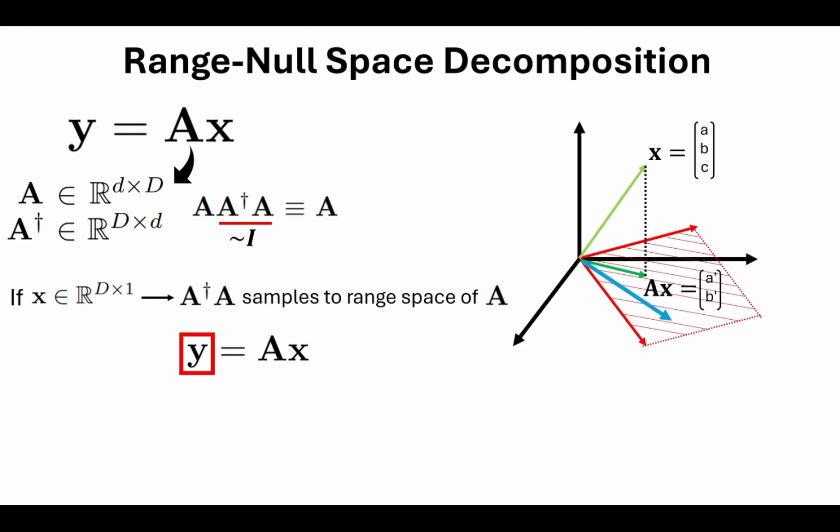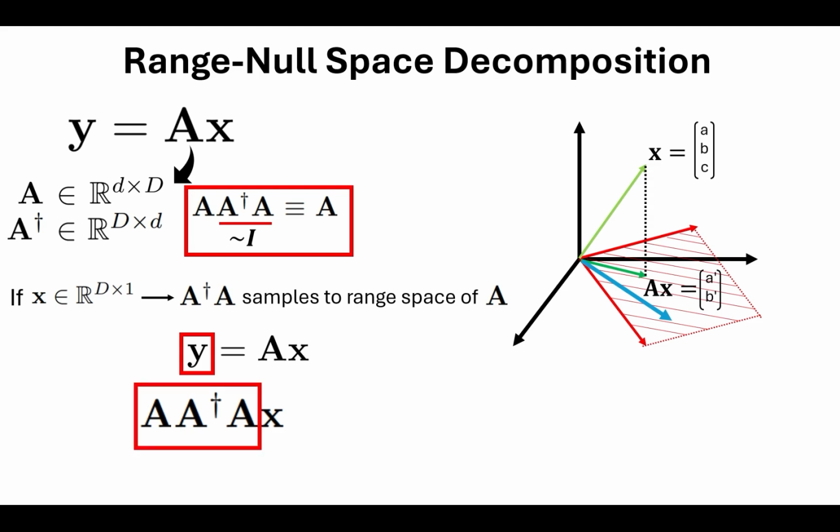So hopefully the notion of range space makes sense now, but what does it mean that A dagger A samples the range space of A? Well, we all know that x is a vector, right? If I multiply it by A dagger A, it is still a vector, and if I multiply it by the A matrix again, it is still a vector. But remember from above that A dagger A A is approximately equal to A? Well, guess what? I have it right here. So I can say A dagger A x is approximately equal to Ax, and what is Ax?